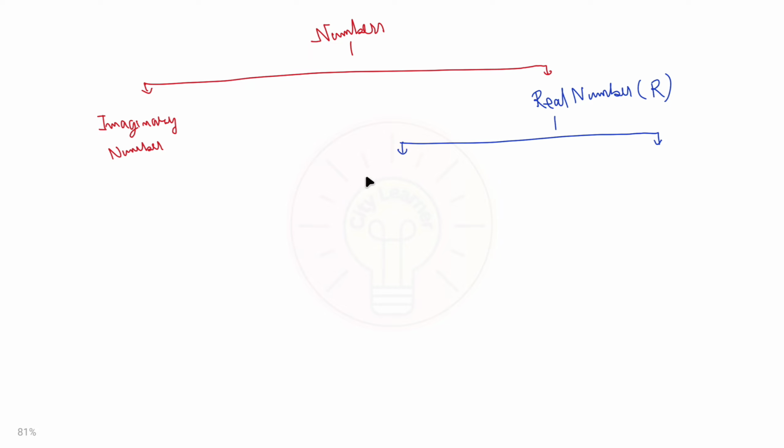First one is rational numbers, which is denoted by capital Q. The other one is irrational numbers, which are denoted by P. Irrational numbers are numbers which cannot be written in the P by Q form, and rational numbers are numbers which are written in the form of P by Q. Irrational number examples are root 2, root 3, root 17, etc.